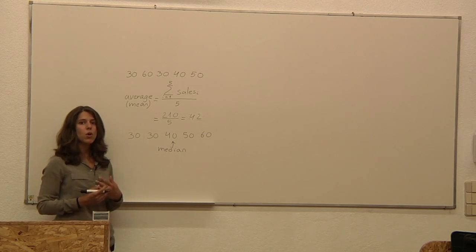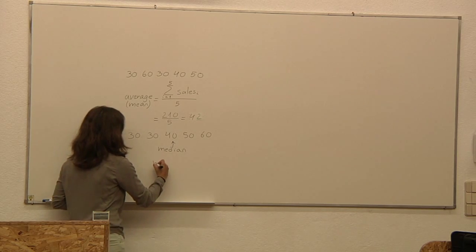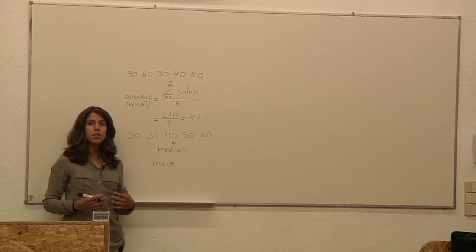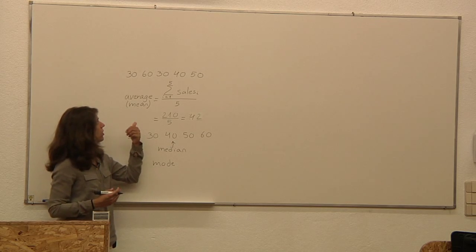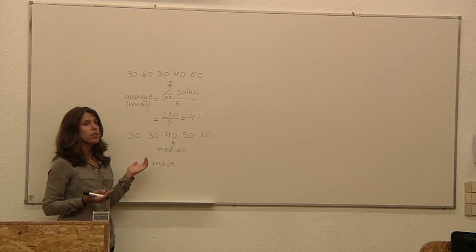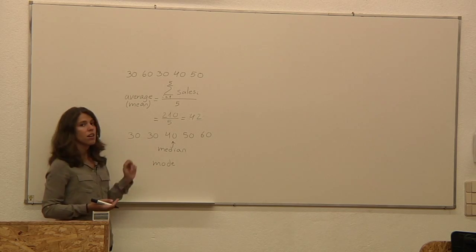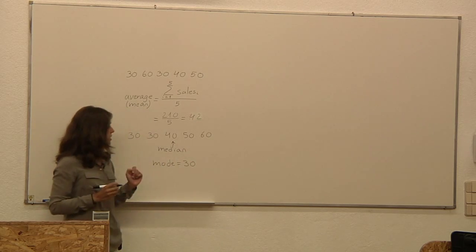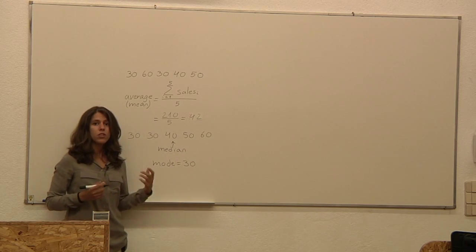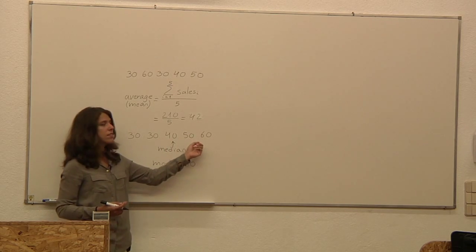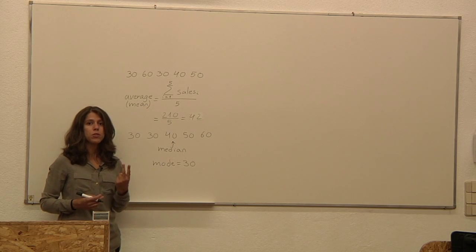Finally, we need to know what is the mode. Well, basically that will be the number that repeats the most times in your observations. So, what is the only number that repeats in here? Well, it's just 30. Note that the mode doesn't have to be unique. If you had, for example, 30, 30, 40, 40, 60, you would have two modes, and there is no problem with that.